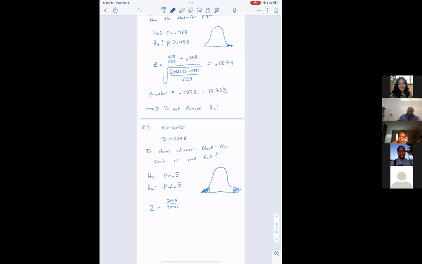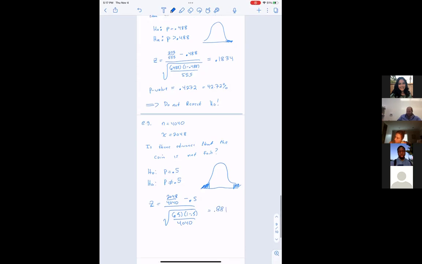2048 over 4040 minus 0.5, divided by the square root of 0.5 times 1 minus 0.5 over 4040. So 0.5 times 0.5 over 4040, take the square root of that. Then on top, 2048 divided by 4040 minus 0.5, and divide that by that. Oh, I got an imaginary number. How did that happen? Try this again. And yes, we get 0.881.